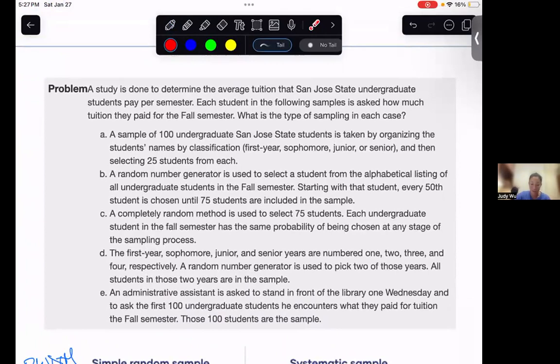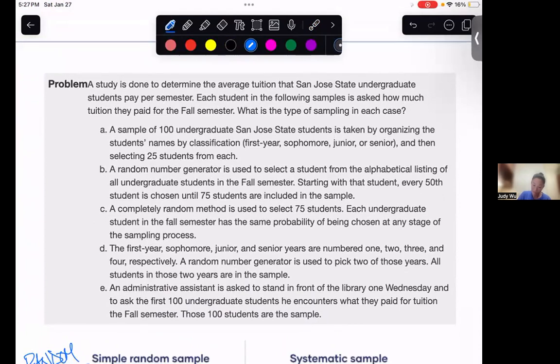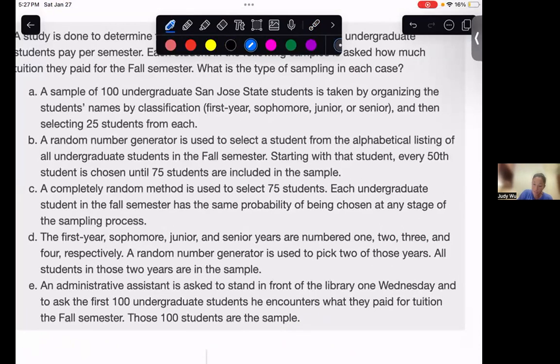back and take a look at what we have here and actually identify each type. All right, so in part A, it says a sample of 100 undergraduates, San Diego State students, or San Jose students, is taken by organizing students' names by classification. That's, are they freshman, sophomore, junior, or senior? And then we select 25 students from each, okay?